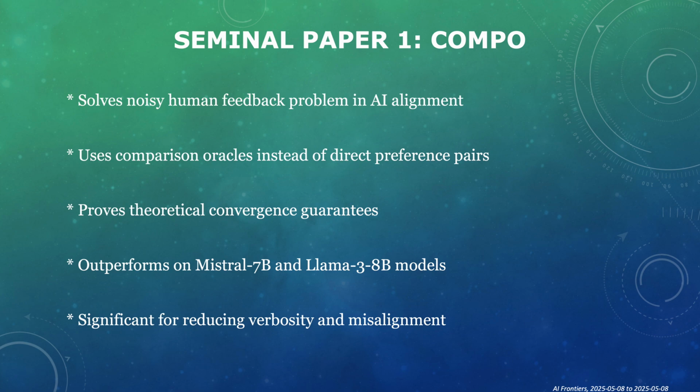The ComPO paper by Chen and colleagues stands out as particularly influential. This work addresses the persistent challenge of noisy human feedback in AI alignment by introducing comparison oracles. The method's theoretical convergence guarantees represent a major step forward, with practical tests showing superior performance on models like MISTRAL-7B and LLAMA-3-8B. These advancements are crucial for reducing common issues like excessive verbosity and misaligned responses in language model outputs.